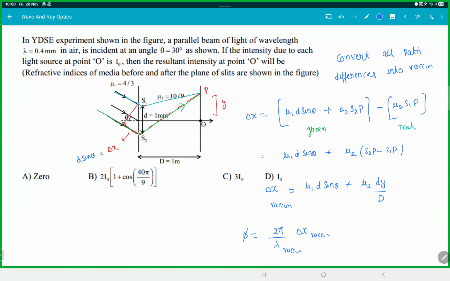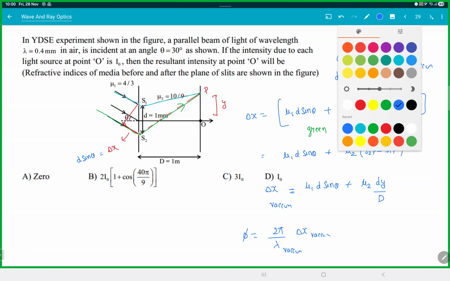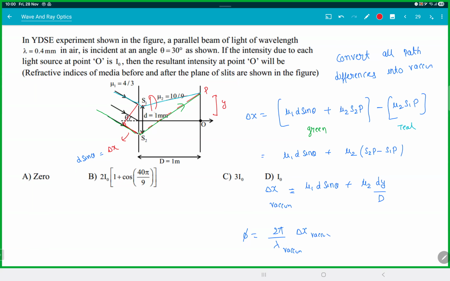Clear with this? So in our question, he's talking about O. So the S2P minus S1P term is 0, because O is the center. So this is gone. So the path difference is mu1 d sine theta. Now, actually, you don't even need mu1 there. No, you need that because lambda is also given in vacuum only. So you have to convert everything into vacuum. Clear with this? This would be a much better equation. And if they really fire up and want to mess it up, they'll put two slabs also.